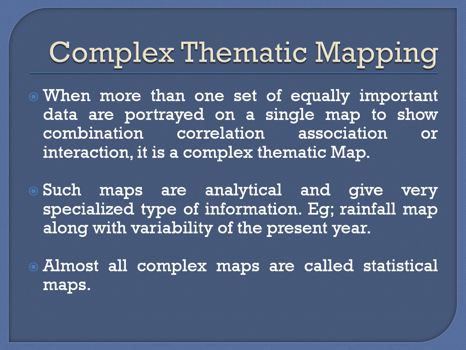Moving to complex thematic mapping, when more than one set of equally important data are portrayed on a single map to show a combination, correlation or association, it is a complex thematic map. I will again explain this with an example. I told you that we already analyzed our weather map. You have done your weather map interpretation.